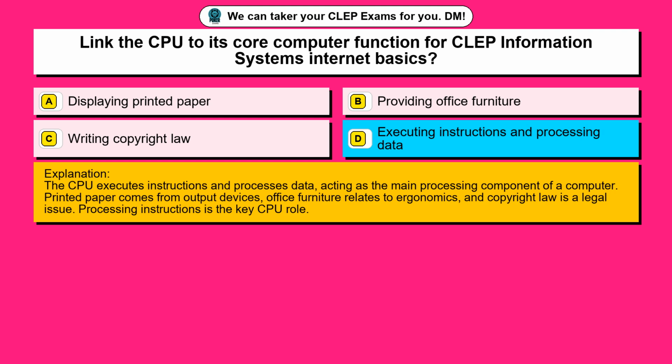The CPU executes instructions and processes data, acting as the main processing component of a computer. Printed paper comes from output devices, office furniture relates to ergonomics, and copyright law is a legal issue. Processing instructions is the key CPU role.